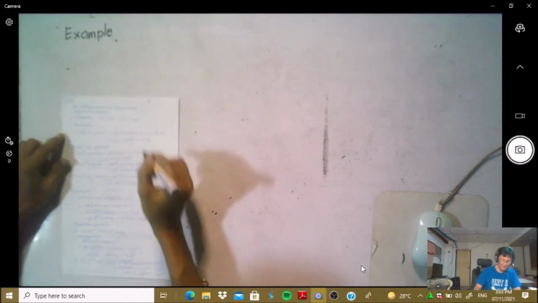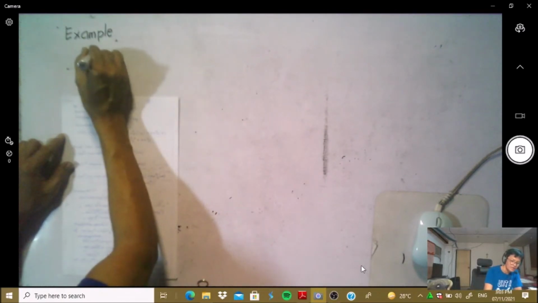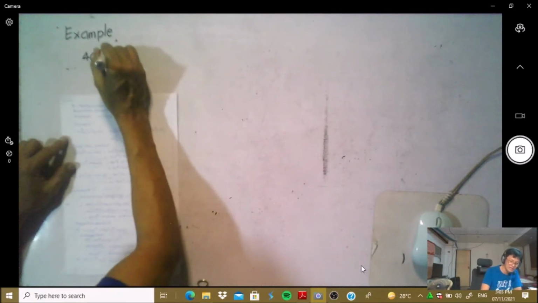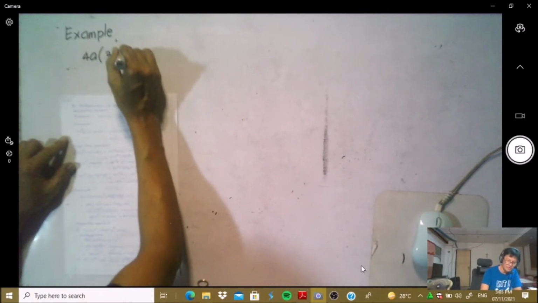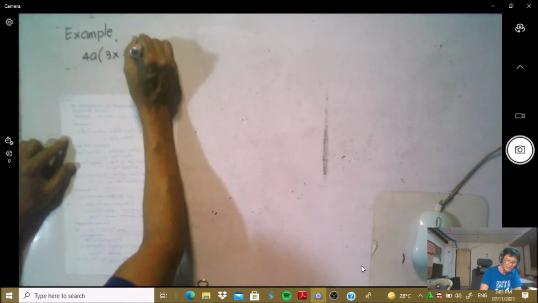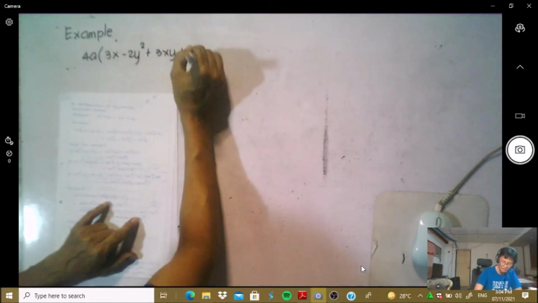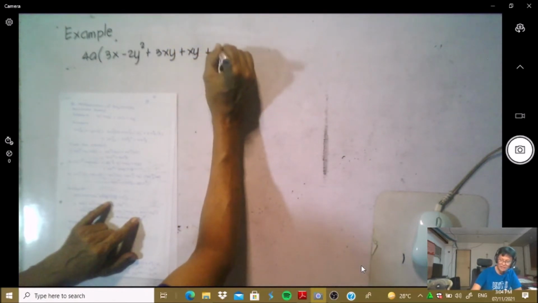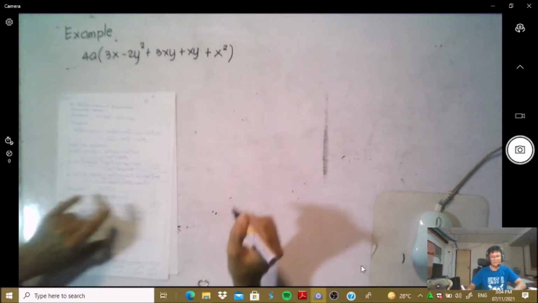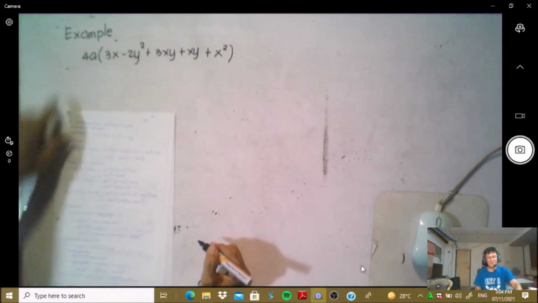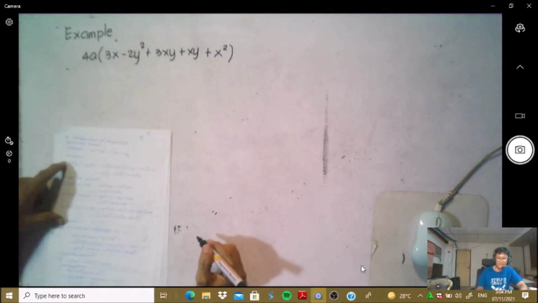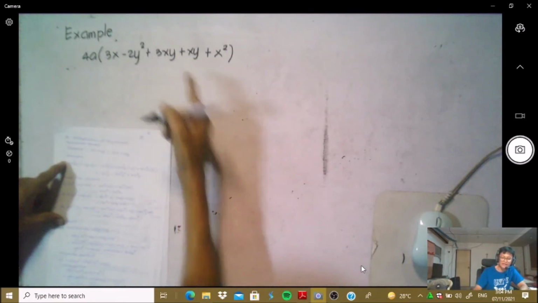So for example, we have 4a multiplied by 3x minus 2y squared plus 3xy plus xy plus x squared. So actually in this example, we have to arrange first the terms in the parentheses because they are not arranged alphabetically, and as well as we can combine same terms.